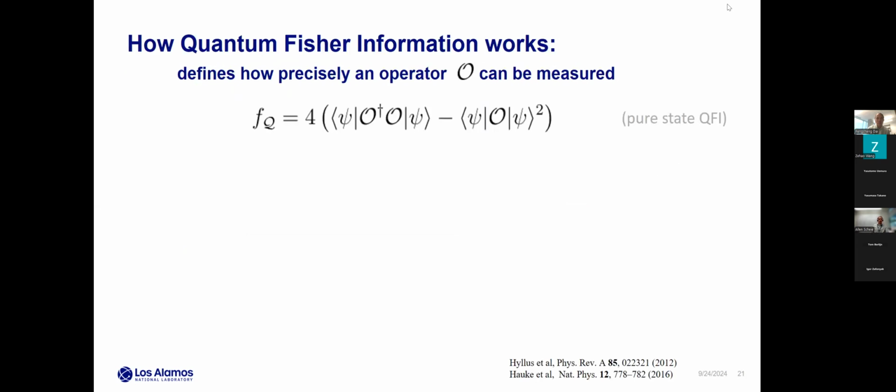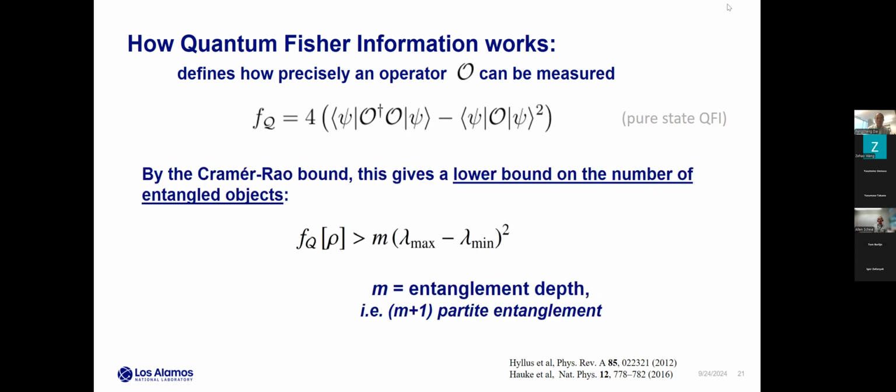But anyway, here's a quick overview of how quantum Fisher information works. This is a quantity borrowed from quantum metrology, and it defines how precisely an operator O can be measured. And so the equation is shown right there. This is the equation for a pure state QFI.